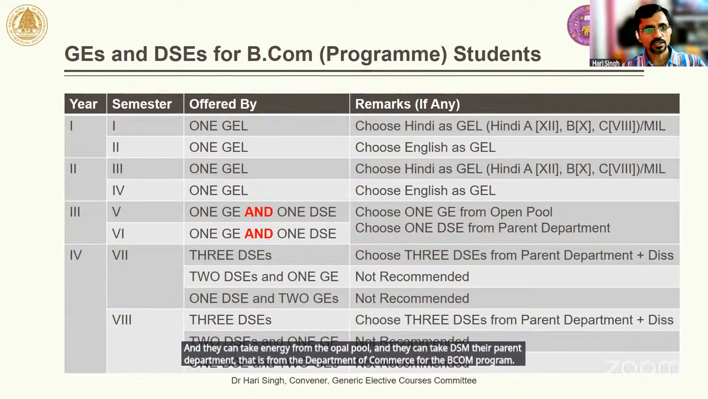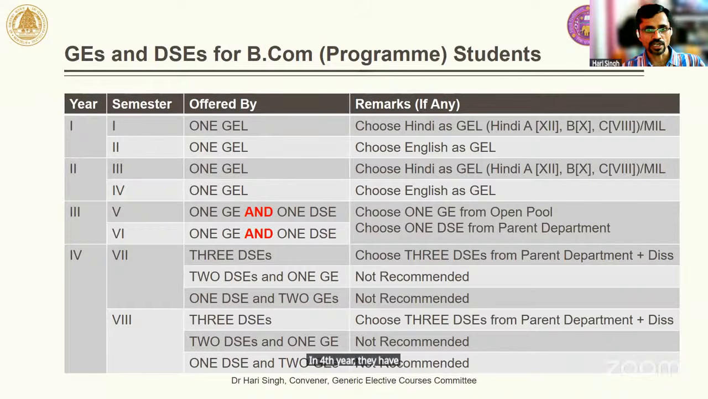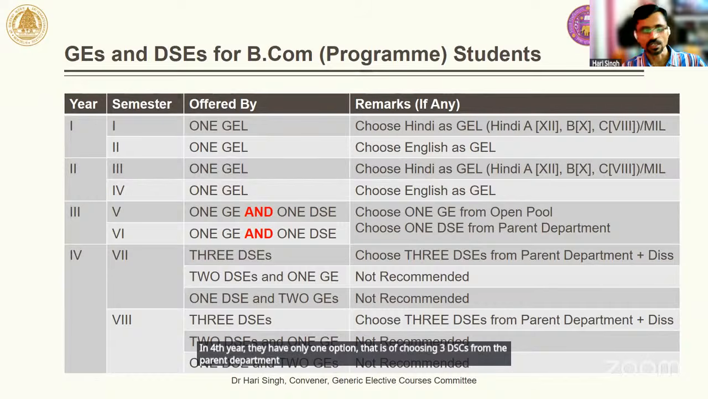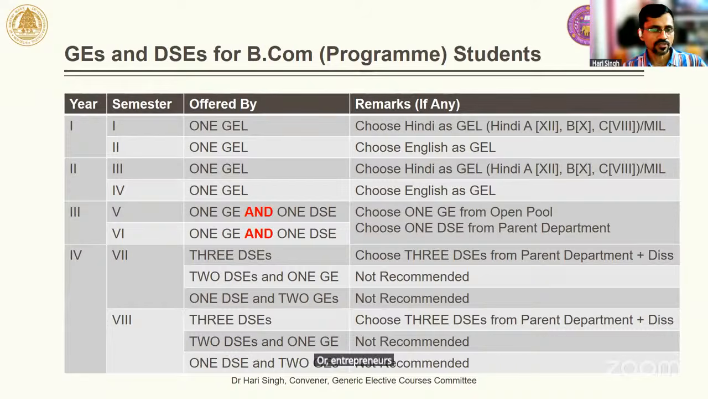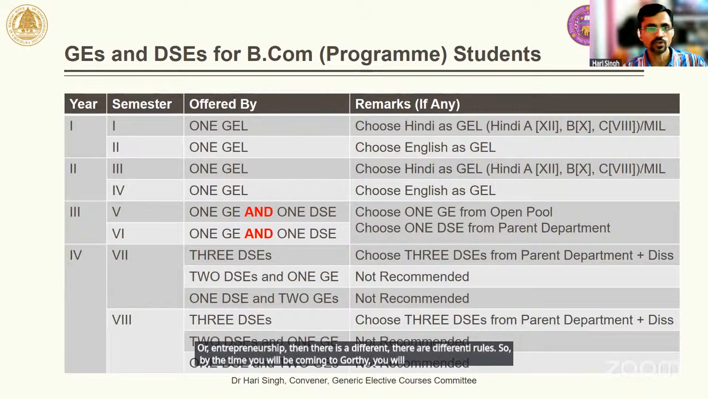In fourth year, they have only one option, that of choosing 3 DSEs from the parent department with the dissertation. If a student is not doing dissertation or academic project or entrepreneurship, then there are different rules. By the time you come to fourth year, you will get more clarity on all these things.